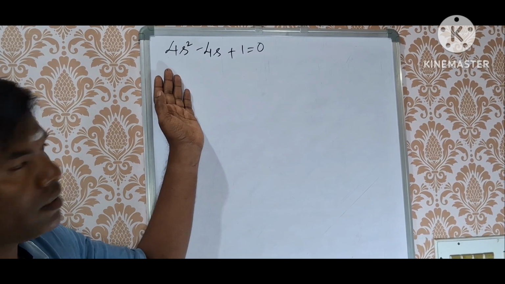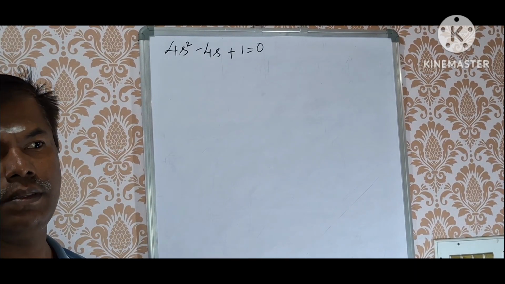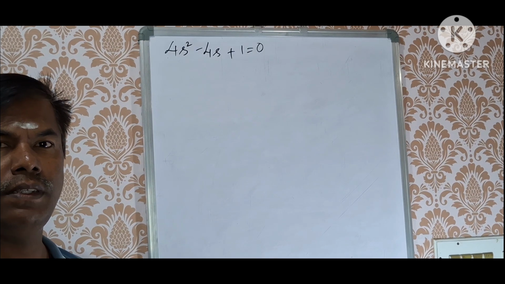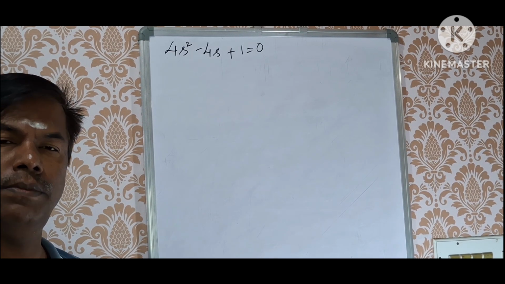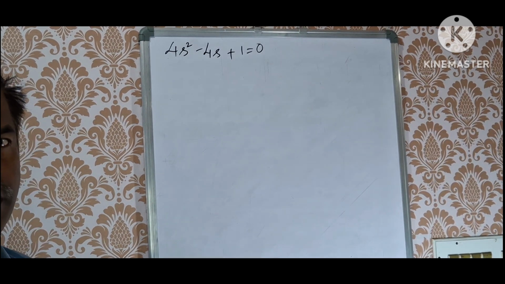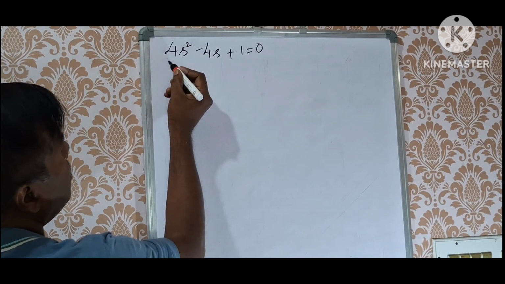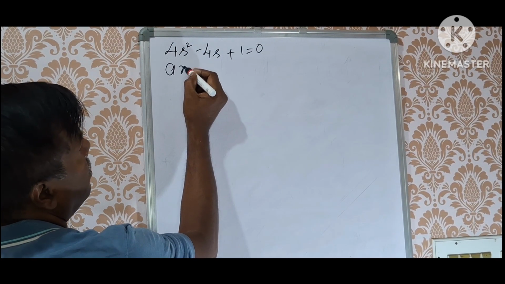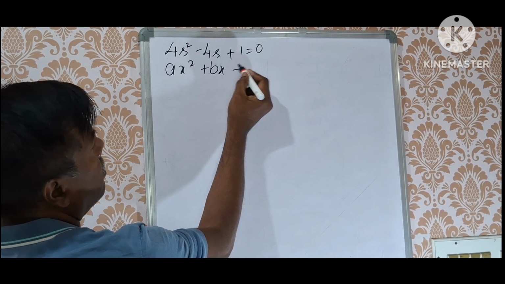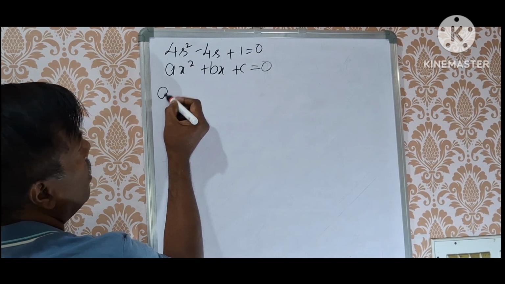Now, for this quadratic equation, we have to find the values of the zeros and verify their relationship with the coefficients. How to find the coefficients? Now, comparing with the standard equation, what is the standard equation? ax square plus bx plus c equals 0. What is the value of a?